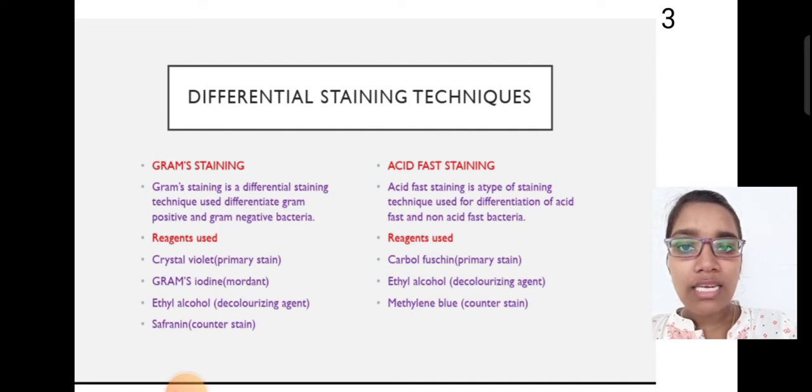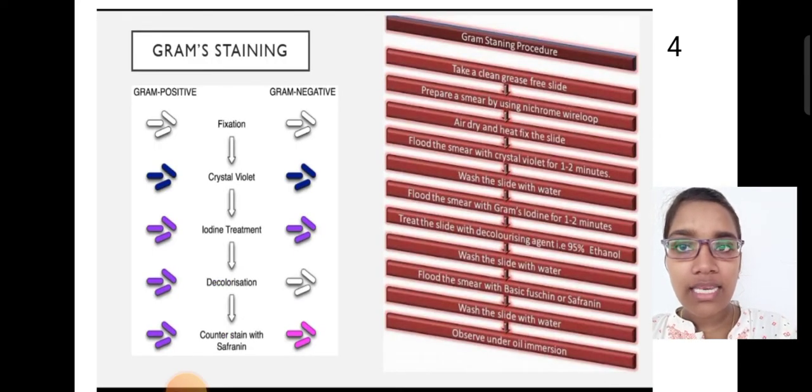The procedure involved in gram staining is we have to take a clean grease-free slide, and prepare a smear with the help of the inoculation loop, and after that heat fix the slide. After that we add crystal violet to the smear we prepared, and leave it for 1 to 2 minutes. After that clean the slide with water.